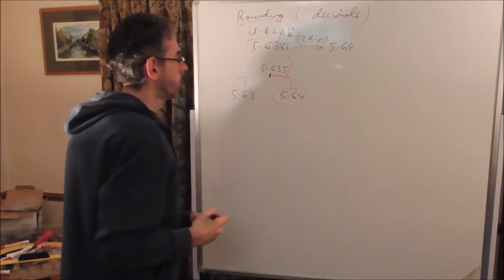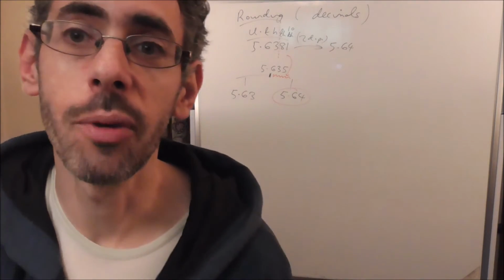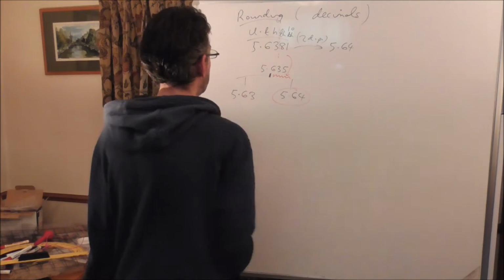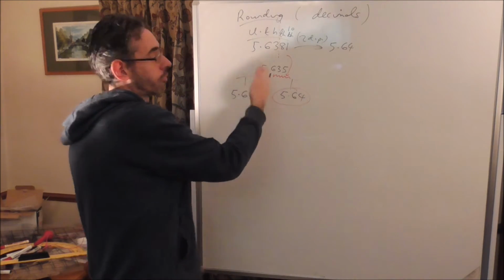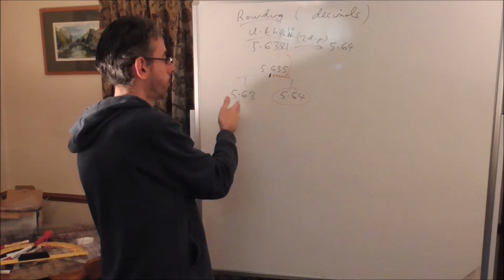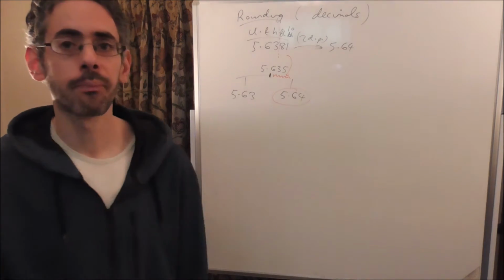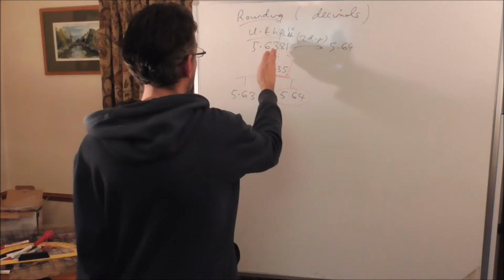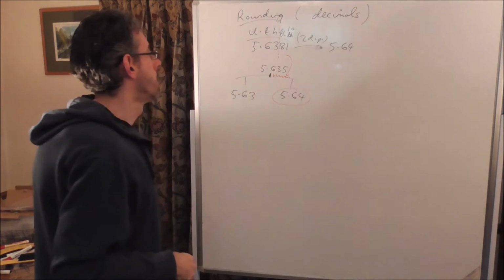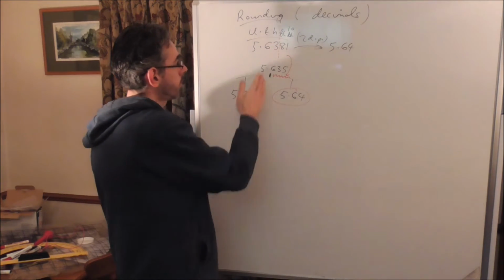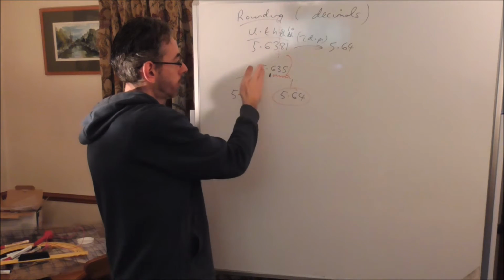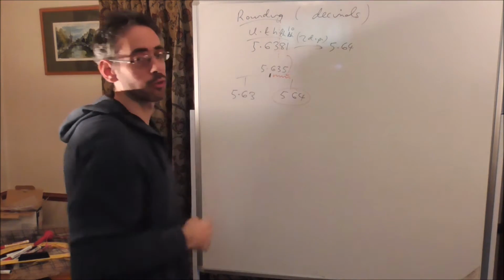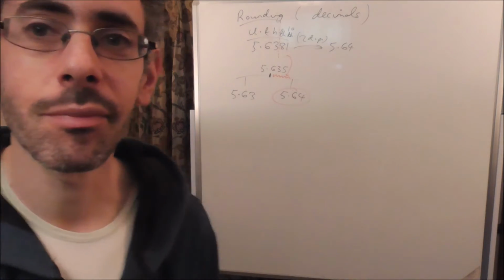5.64 to 2 decimal places. So to round a number to 2 decimal places, you find the pair of 2 decimal place numbers it's between. We had 5.63 something, so it's between 5.63 and the next one, 5.64. And then to decide which one it's closer to, you look after the 2nd decimal place. If it was exactly 5 thousandths, it would be in the middle, but more than 5 thousandths and it rounds up, less than 5 thousandths and it rounds down.